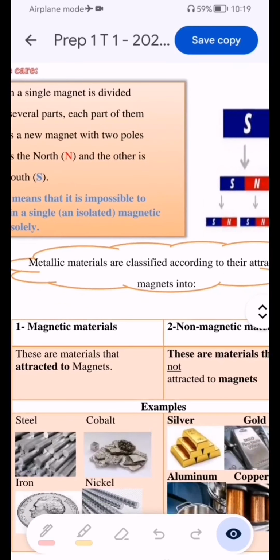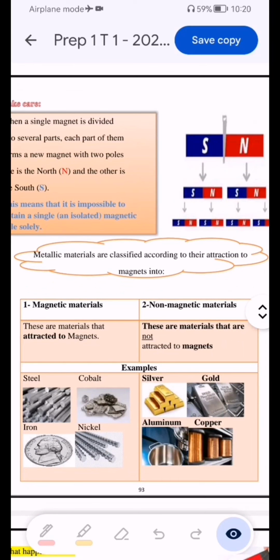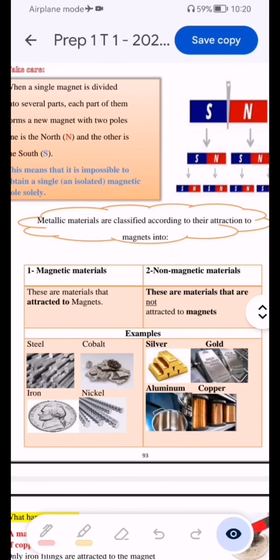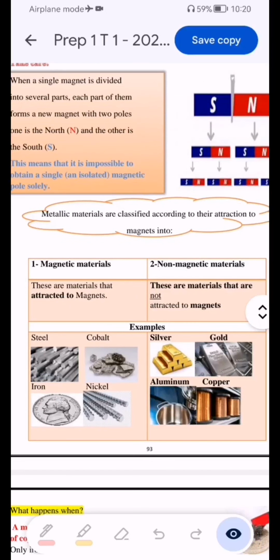Okay? Now we will divide the metallic materials into some that are attracted to a magnet and others not attracted to a magnet. The materials attracted to a magnet are called magnetic materials. Okay? Magnetic materials are materials that are attracted to the magnet, like iron, cobalt, nickel, steel. And non-magnetic materials are materials that are not attracted to the magnet, like silver, gold, aluminum, and copper. All of them are metals, but some are attracted to a magnet and the others are not. So they are called non-magnetic materials.